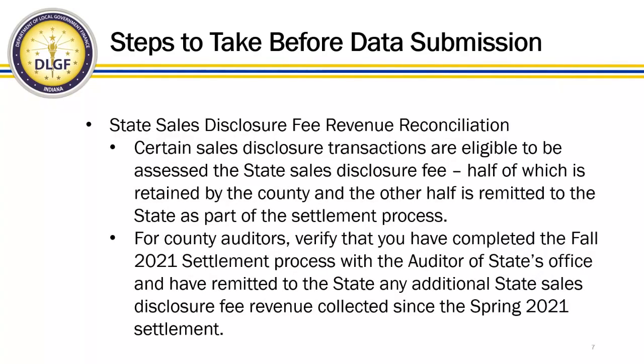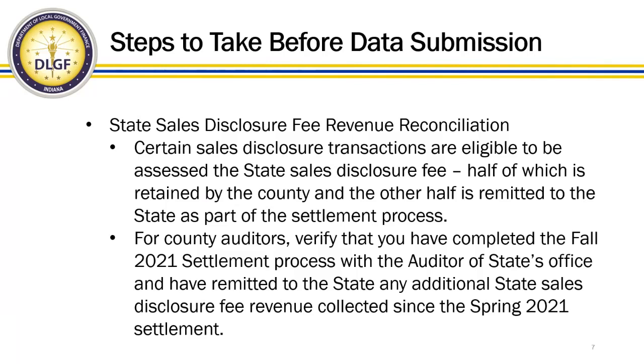Talking a little bit more about this fee reconciliation process, there are certain sales disclosure transactions that are eligible to be assessed the state sales disclosure fee. Half of that fee is retained by the county, and the other half is remitted to the state as part of the settlement process. Historically, that fee has been $10. So of the $10, the county would keep 5, and they would send the other 5 to the state.